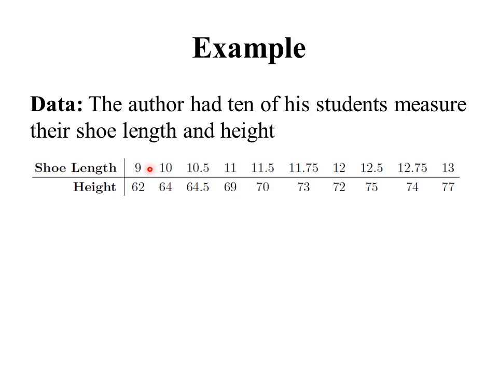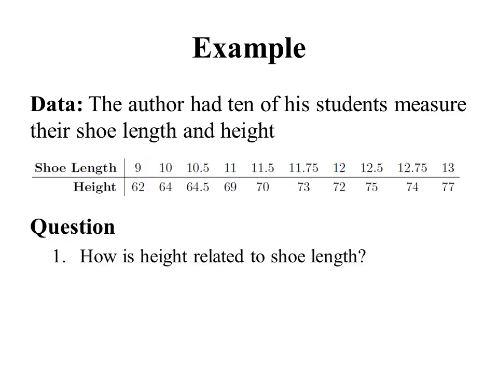The first student had a shoe length of 9 inches and a height of 62 inches. Second student had a shoe length of 10 inches and a height of 64 inches, and so on and so forth. So here what we have are 10 observed values of x and y. Now notice that our data come in pairs. Every student gave me two numbers, a shoe length and a height, and those numbers have to go together.